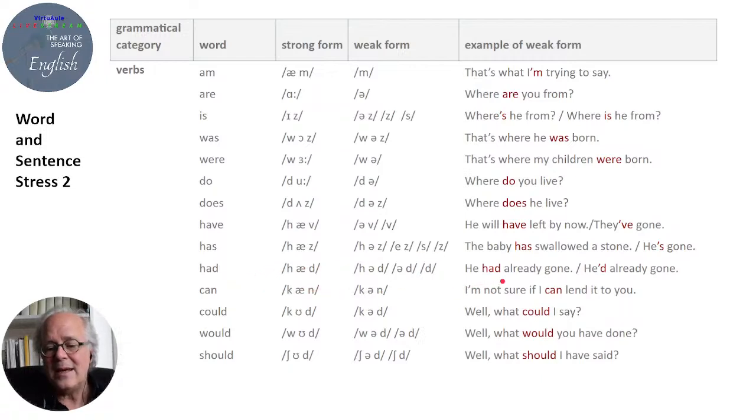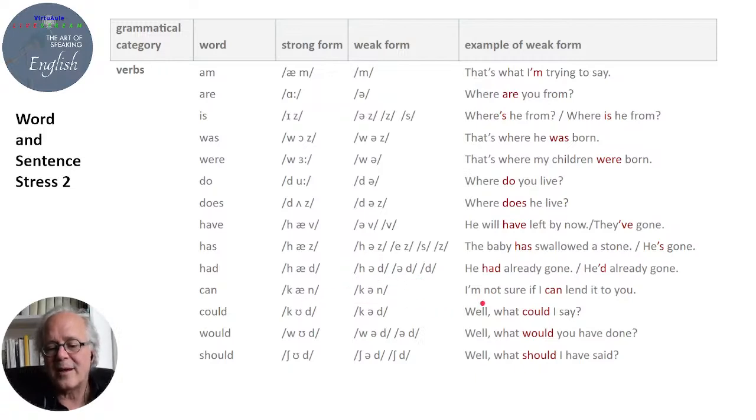Had, he had already gone. He'd already gone. So you have had, which is shortened to a had and an ud. He'd already gone. He had already gone. Or just he'd already gone. The contraction.